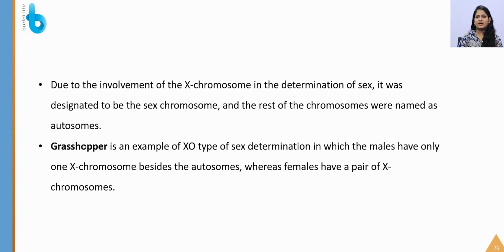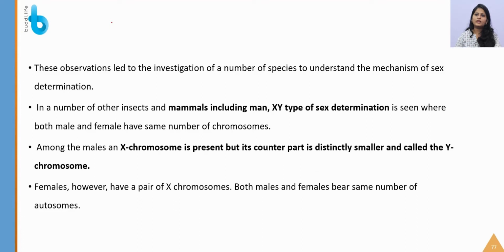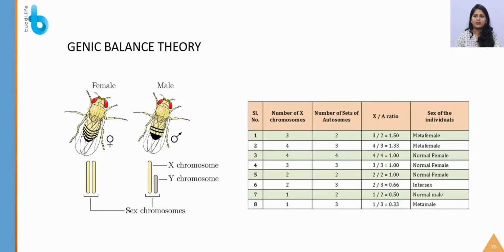A classical example for this is the grasshopper. Grasshopper is a typical example of XO type of sex determination, in which males will only have 1 X chromosome besides the autosomes, and females will have a pair of X chromosomes, that is 2 X chromosomes. In human beings, as you have known from previous lessons, the sex determination is of the XX-XY type. In many mammals, this XX-XY pattern is followed, where the females, as in human beings, are homogametic, that is, they contain 2 X chromosomes, and the males are heterogametic, containing 1 X and 1 Y chromosome.